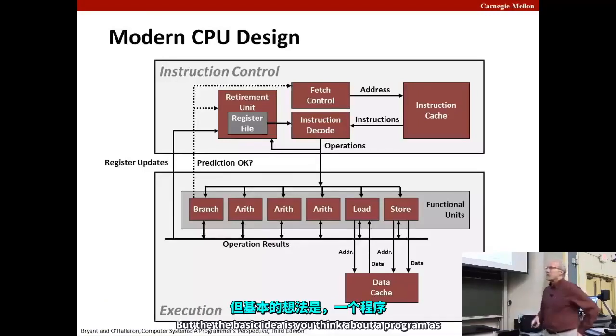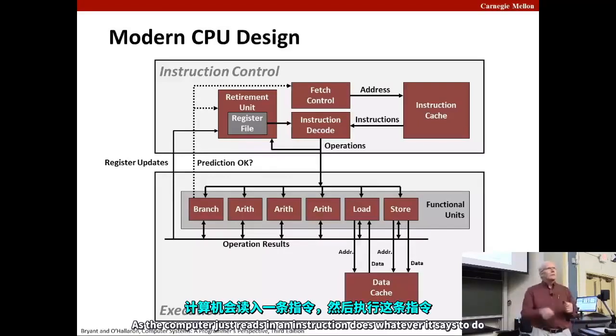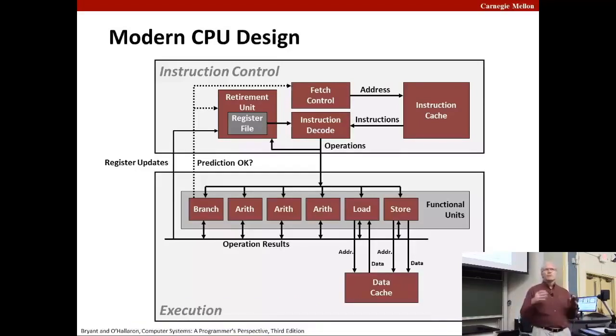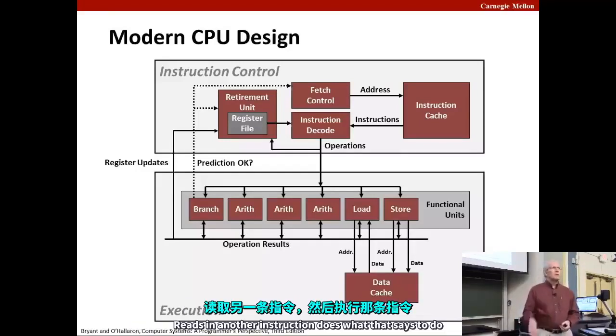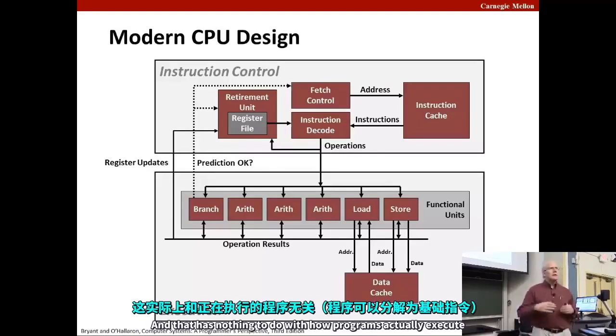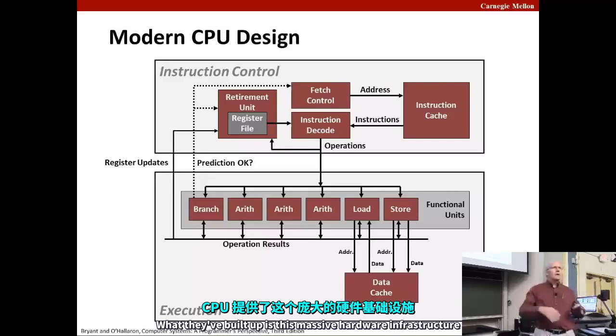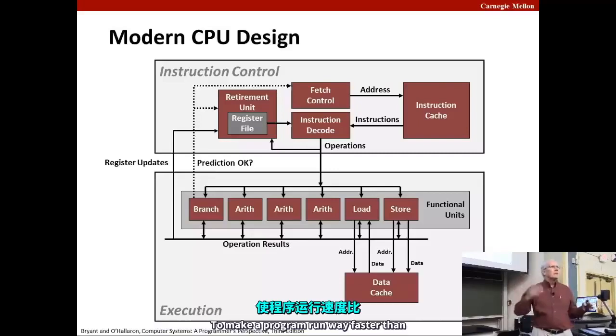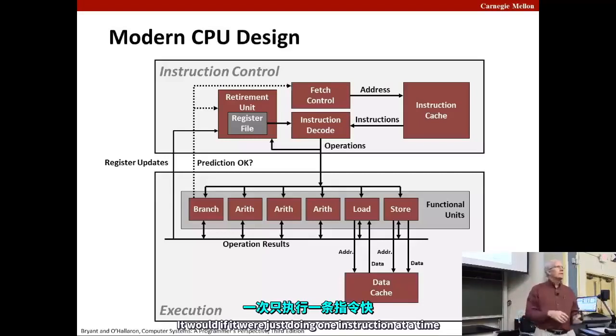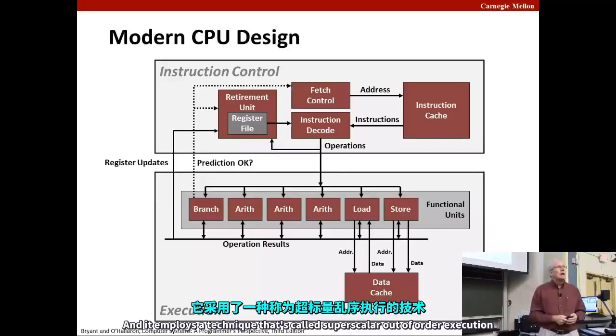But the basic idea is you think about a program as the computer just reads in an instruction, does whatever it says to do, reads in another instruction, does what that says to do. And that has nothing to do with how programs actually execute. What they've built up is this massive hardware infrastructure to make a program run way faster than it would if it were just doing one instruction at a time. And it employs a technique that's called superscalar out-of-order execution.